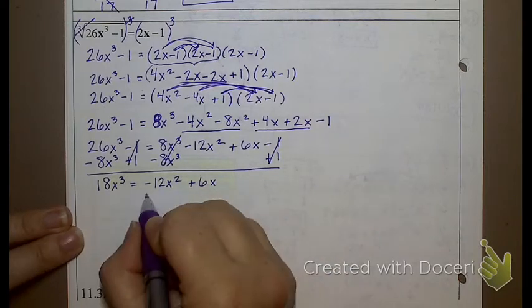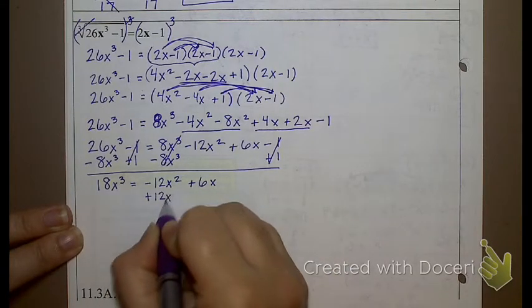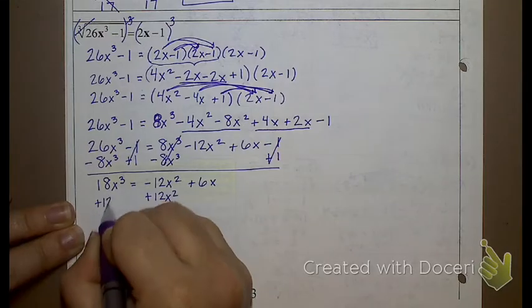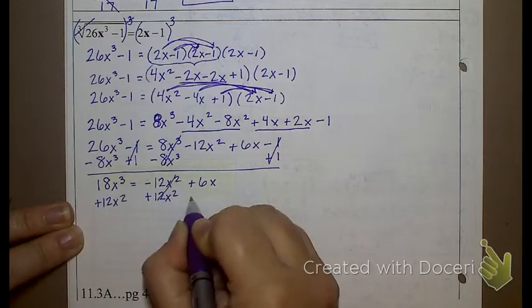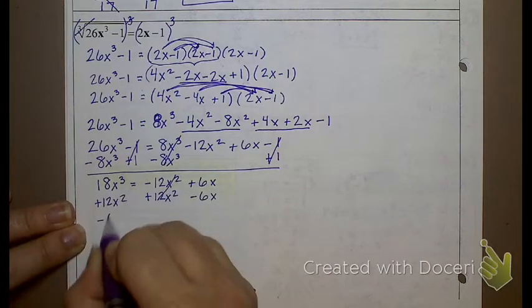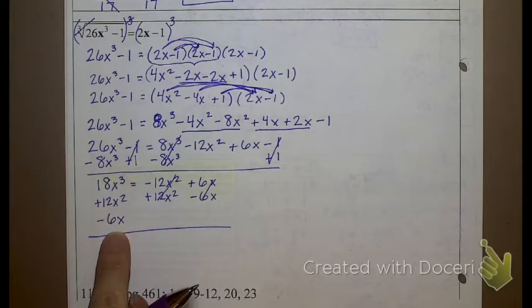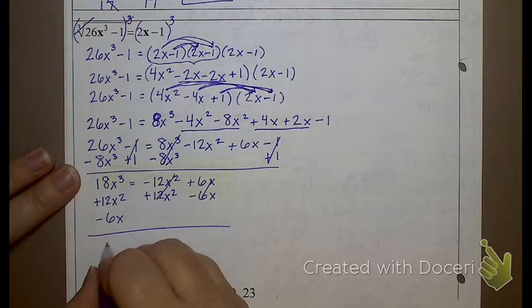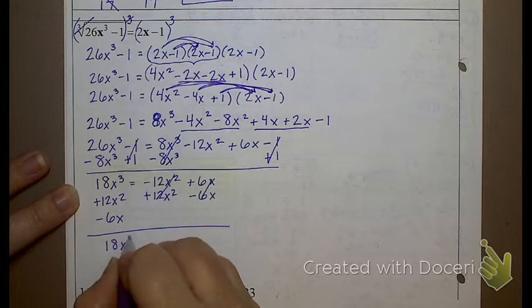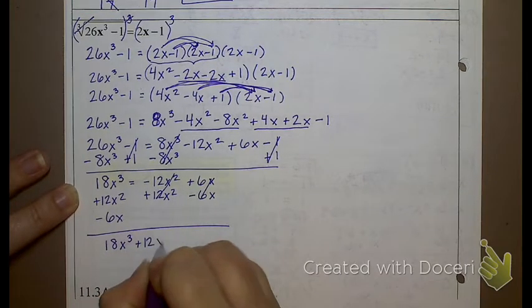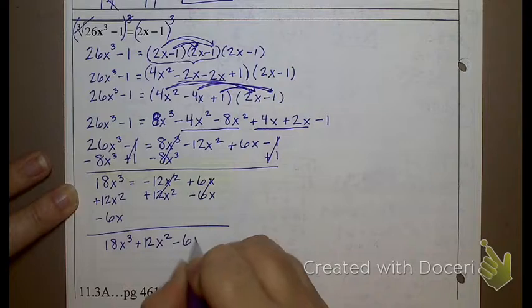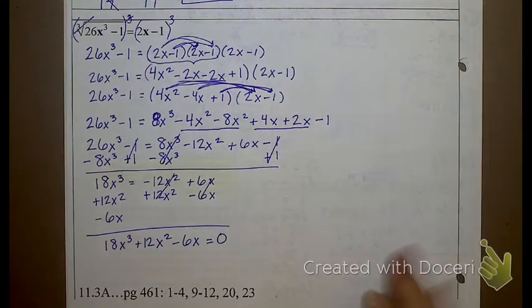Well, now I'm just going to move these guys over. I'm going to add 12x squared. And I'm going to subtract 6x. Again, I'm just going to do it all in the same step to make it easy. Now, even though I listed these on top of each other, they are not like terms. So I cannot combine the 18, the 12, and the 6. It has to be written as 18x cubed plus 12x squared minus 6x equals 0.